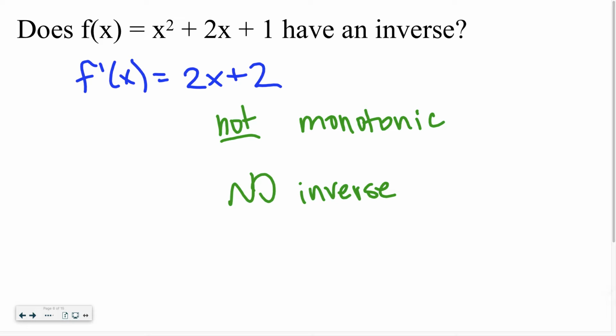Okay? We actually don't need calculus to tell us that, because what is our original function going to look like? It's going to look like a parabola. Is that parabola going to pass the horizontal line test? No. No, there is not an inverse that exists. Our derivative can be positive, can be negative. Not monotonic, we don't have an inverse. Yes, Cole? Are you sure? Okay.